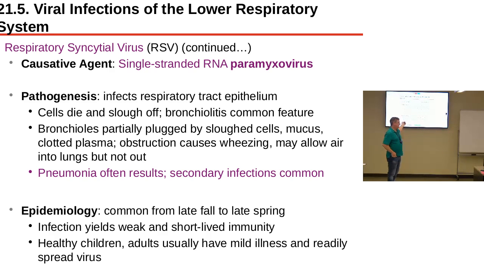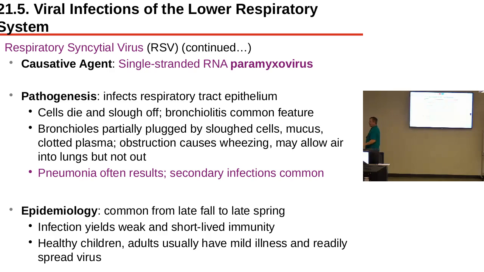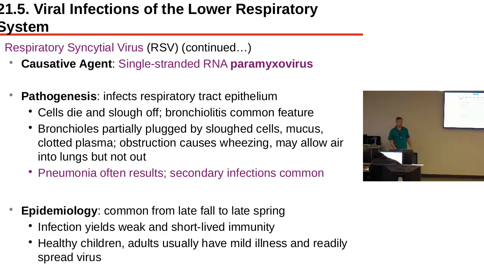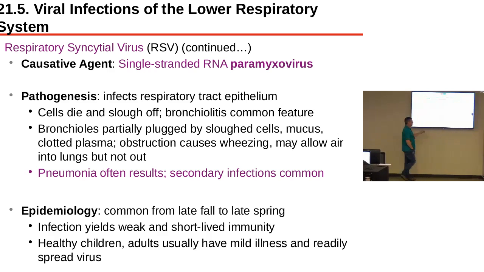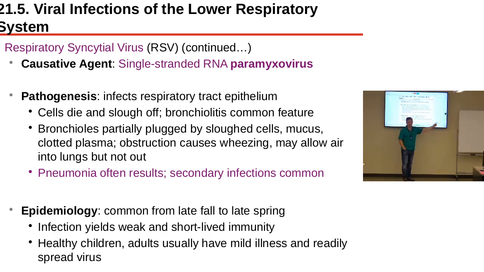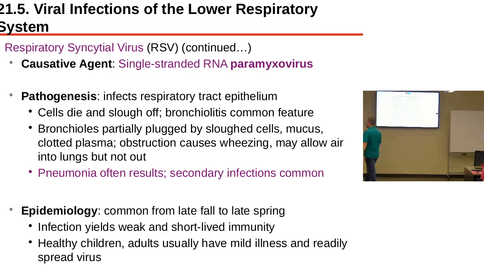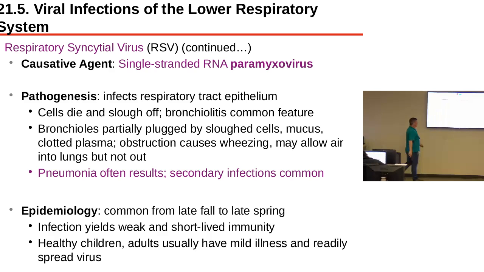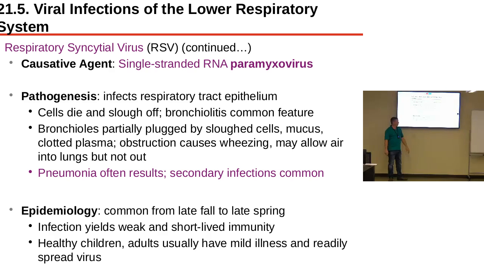As for epidemiology, it does have a season, and it tends to be late fall to late spring. And so what's happening during that time? The school year, right? Because it does infect children, it tends to be a virus that we see cycling through the schools on a regular basis. We'll see spikes in it, and then we'll see none for a little while. We might see another spike a couple months later, but it tends to follow through the school years.